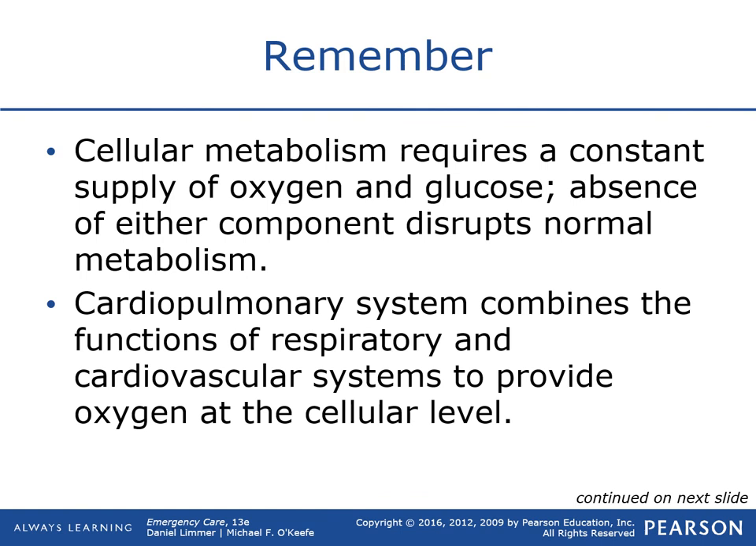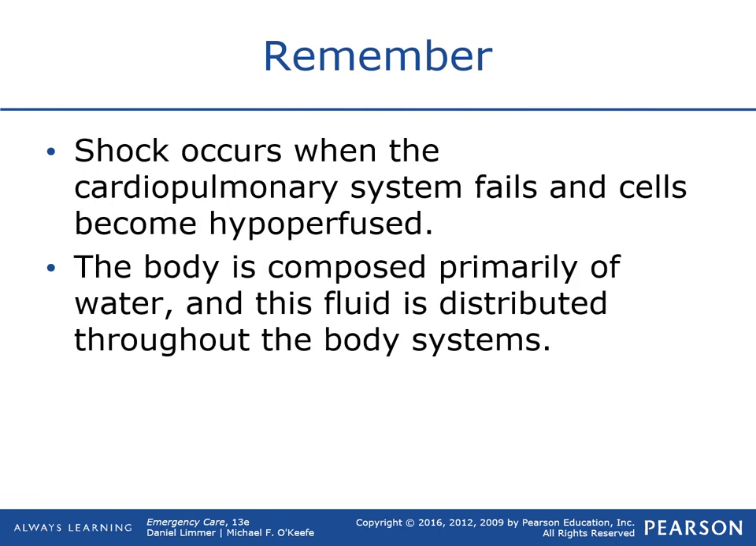Keep in mind that your cellular metabolism requires a constant supply of oxygen and glucose. Absence of either component disrupts normal metabolism. Also, keep in mind that your cardiopulmonary system combines the functions of the respiratory and cardiovascular systems to provide oxygen at the cellular level. Also remember that shock occurs when the cardiopulmonary system fails and then cells become hypoperfused, so low perfusion. The body is composed primarily of water, and this fluid is distributed throughout the body systems.